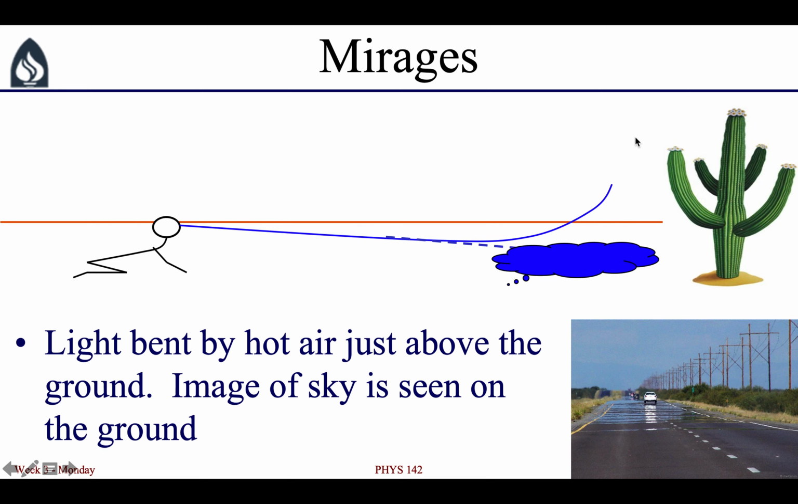So light coming from the sky is bent by the hot air over the surface of the road, and then makes it into your eyes. And so it appears that there is sky on the road, though of course our brains interpret something that looks like sky on the surface of land as water. So it looks like to us like there's water on the surface of the road. But what we're actually seeing is an image of the sky.